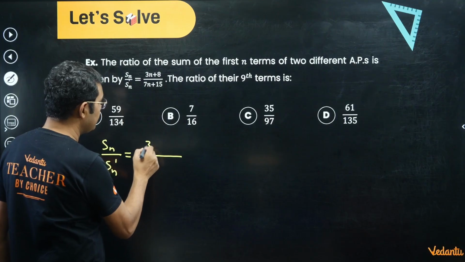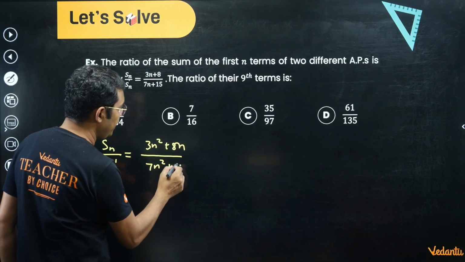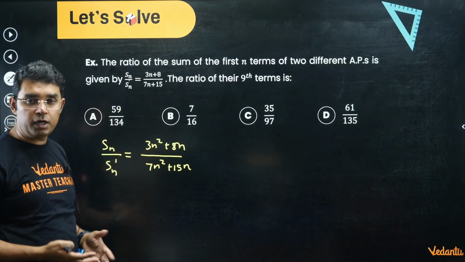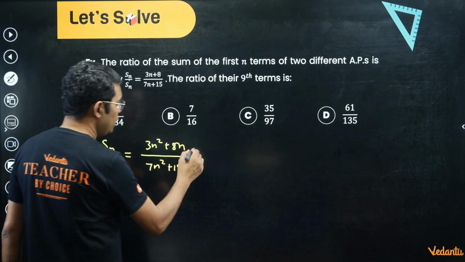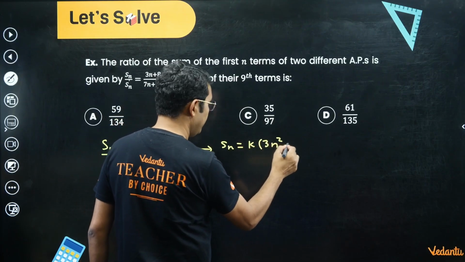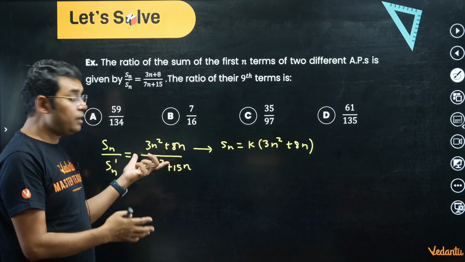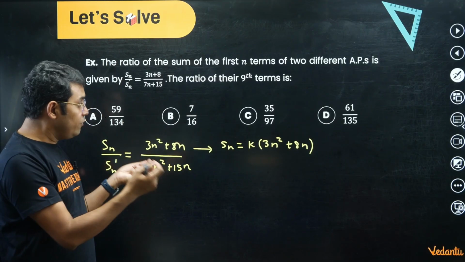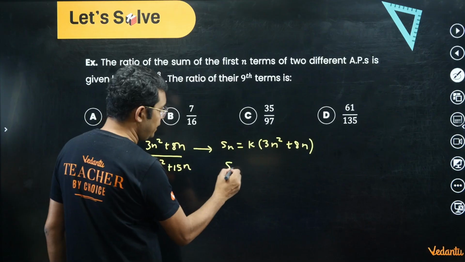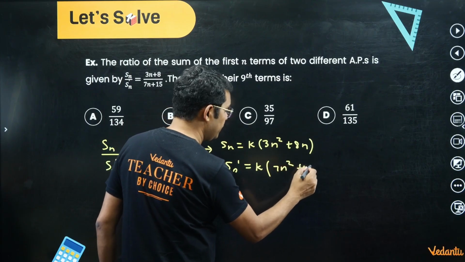So if I write this as 3n square plus 8n and I write 7n square plus 15n, then also it is the same thing, because n I have multiplied in numerator and denominator, so the ratio will not change. So from this you will be able to find your Sn as k times 3n square plus 8n. I have multiplied by k also, so that maybe some other constant ratio, constant proportional value is there in Sn and Sn dash, that is also taken care of. So here Sn and Sn dash I will be writing as same k, and this is 7n square plus 15n.